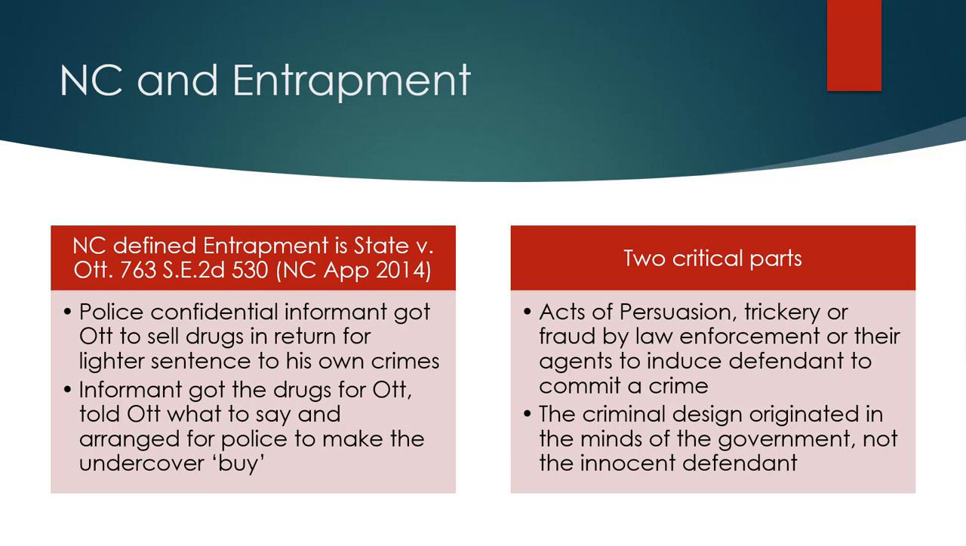The confidential informant goes to Ott and gets him to do this, and then the police provide the drugs. Basically what you're doing is you're drumming up business. The two critical parts here are the act of persuasion or trickery or fraud by the law enforcement, through their agent, in this case an undercover informant, to induce the defendant to commit a crime. He didn't want to do it, but the confidential informant got him to do it. And the informant actually got the drugs.